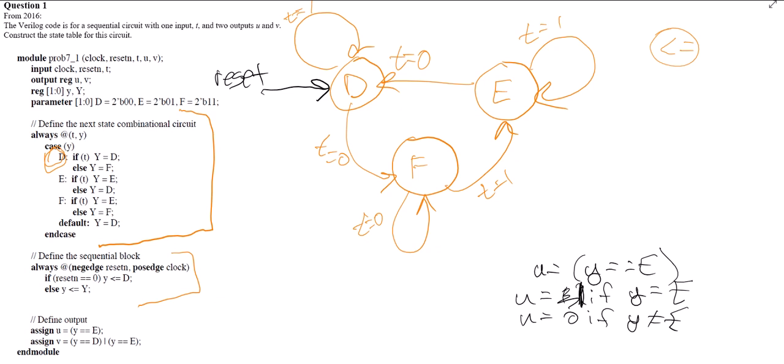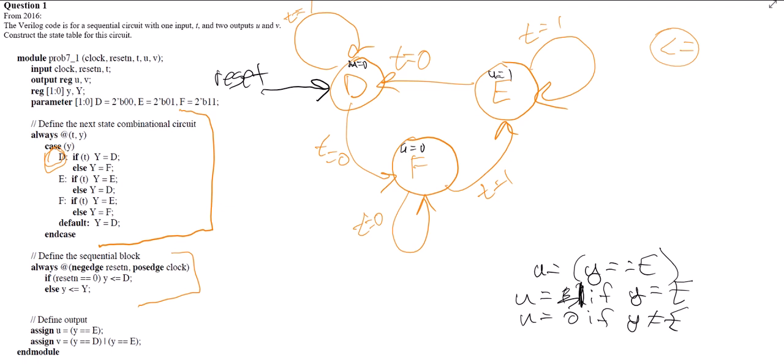So U equals y equals E. Y equals E is a conditional. What that is saying is, evaluate, does y equal E? And if y equals E, then that statement is true and it's a 1. And if y does not equal E, then that statement is false and it's a 0. So here, U is going to equal 1 if y equals E and 0 if y does not equal E. How did I write this on here? I just put U.